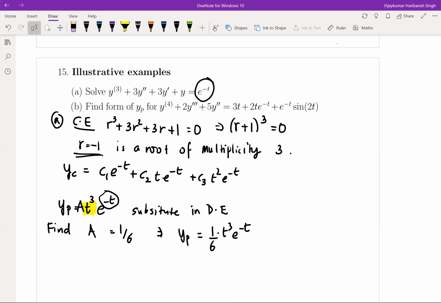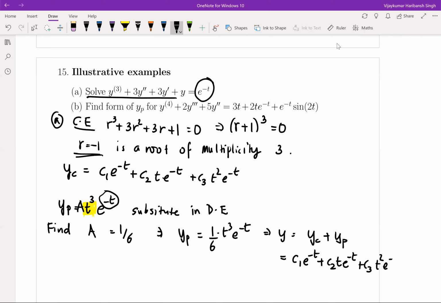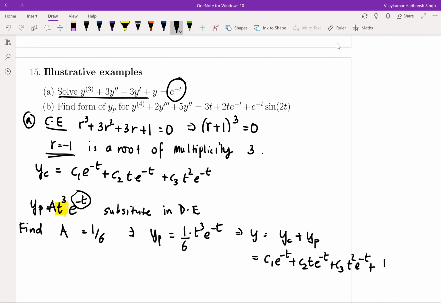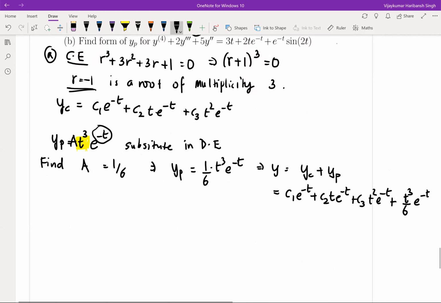And if you want to write the general solution, because when it says solve, you have to write the general solution. This implies y equals complementary plus particular, which is going to be c1 e to the power minus t plus c2 t e to the power minus t plus c3 t squared e to the power minus t. There's no constant for yp, so it's going to be plus 1 by 6 t cubed e to the power minus t. So this is your solution y.